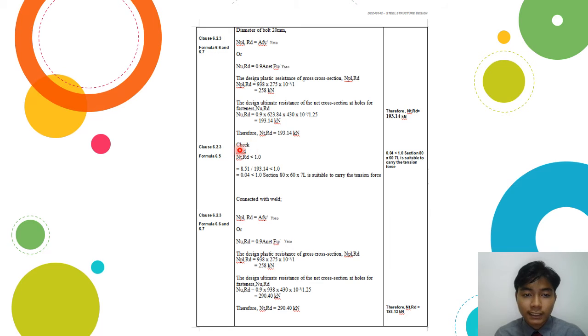from NEd over NtRd smaller than 1. So we got 0.04, that is smaller than 1. So this section is suitable to carry the tension force.